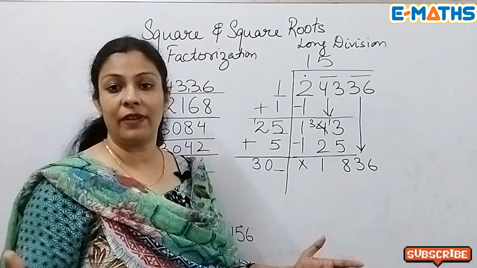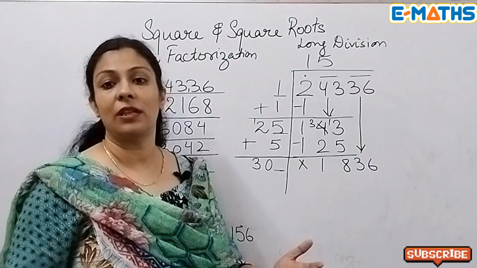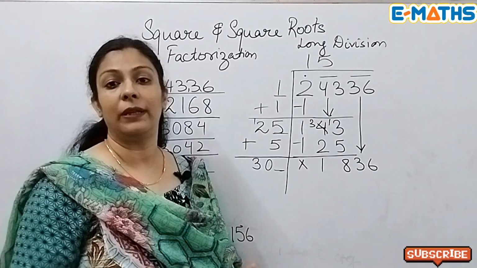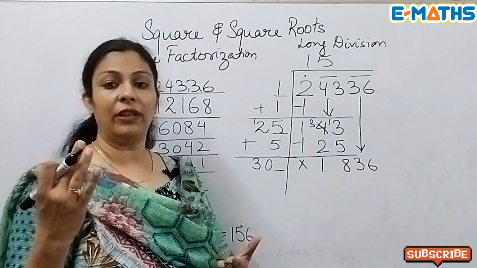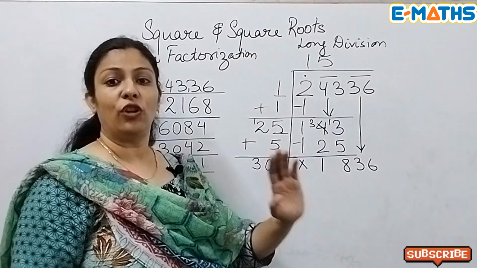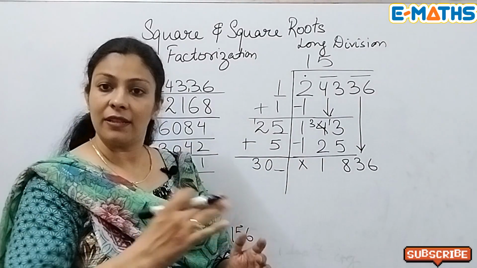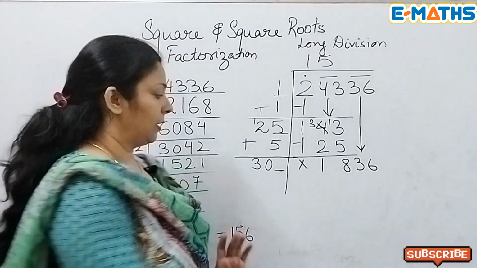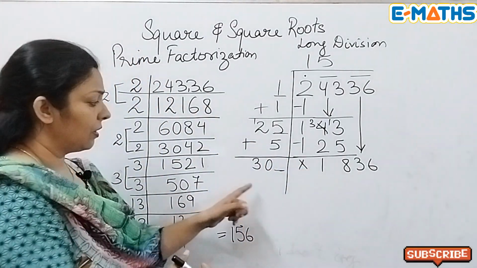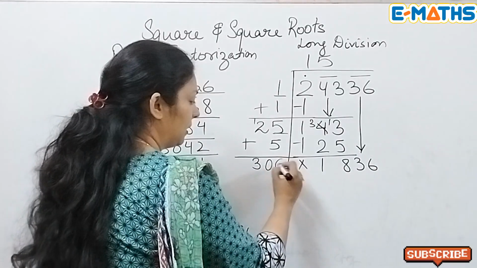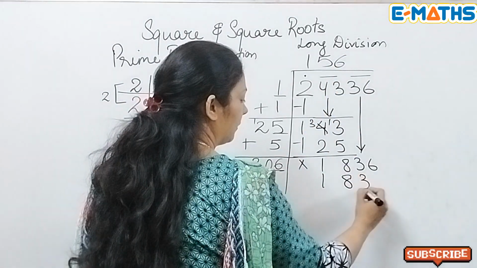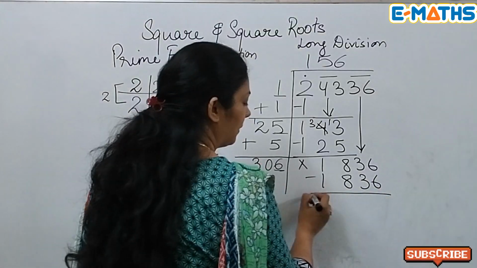There might be cases where you will be left with a remainder, because all numbers are not perfect squares. So don't think every time that you have to get this number only. In case you are not getting it, take a number lesser than it, subtract, and get the remainder as well. Here this is a perfect square because we have already checked. So I can take a 6 here. 306, 6s are 1836. Subtract it.